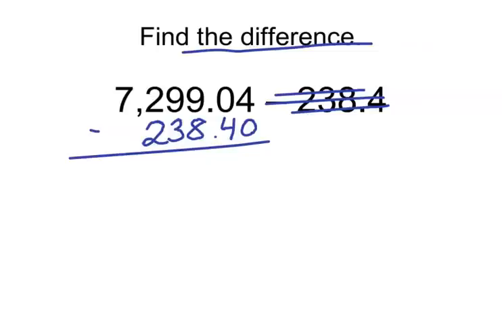All right, so let's go ahead and start. 4 minus 0 is 4. We can't take 4 away from 0, so we're going to have to borrow. 10 minus 4 is 6. 8 minus 8 is 0. 9 minus 3 is 6. 2 minus 2 is 0, and we have 7. Put the decimal there, move it over, put the comma. So our answer is 7,060.64, or 7,060 and 64 hundredths. All right, so that's the answer for that one.